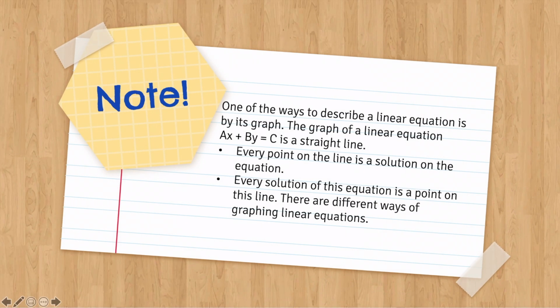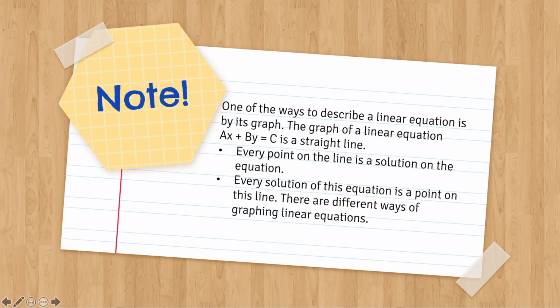Please take note that one of the ways to describe a linear equation is by its graph. The graph of a linear equation ax plus by equal to c is a straight line. Every point on the line is a solution of the equation. Every solution of this equation is a point on this line. There are different ways of graphing linear equations. So, take note na lahat ng graphs ng linear equation ay straight line.